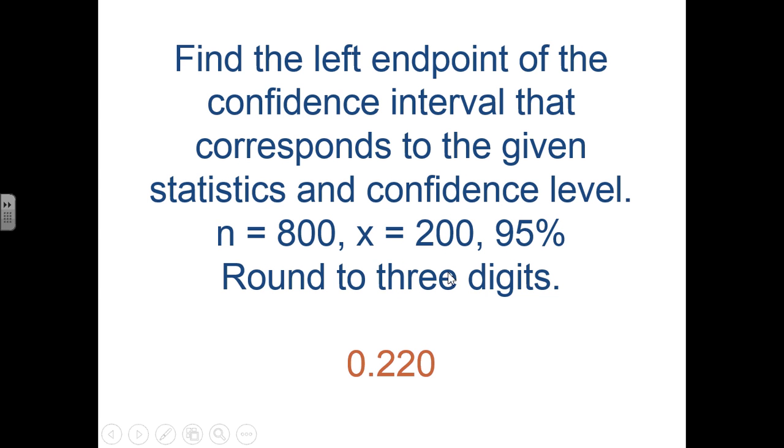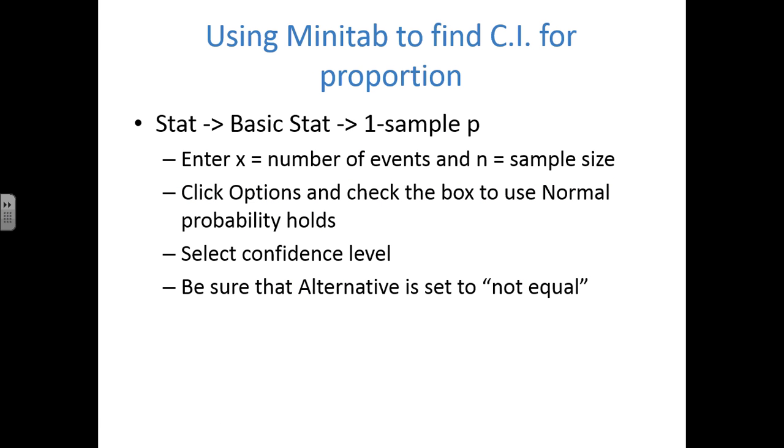Did you get 0.22? I hope so, because then you know you're using the formula correctly. Now, it is much easier to use Minitab to find these confidence intervals, because Minitab is going to do all those formulas for you. So let's see how we use Minitab to find confidence intervals. You go to Stat, then Basic Stat, and then a whole bunch of choices will come up.